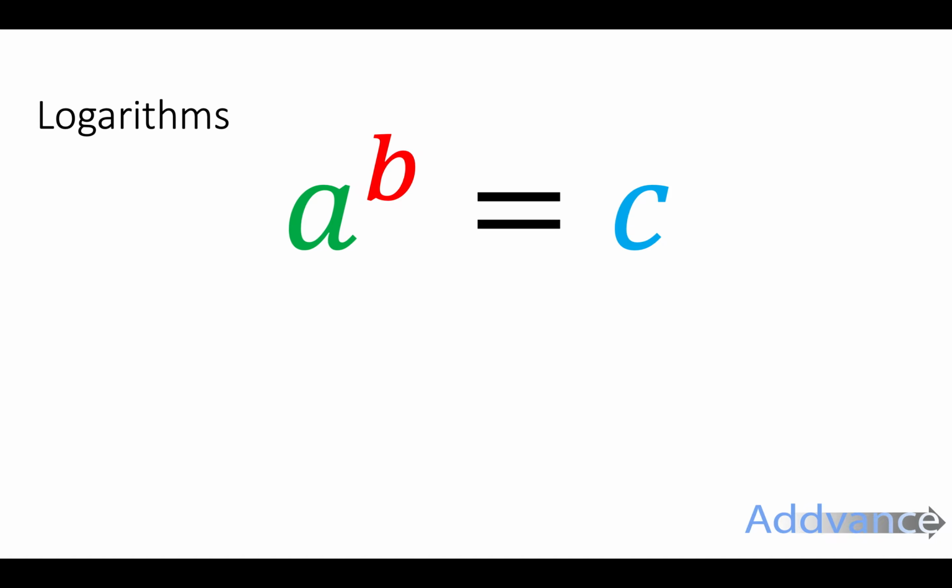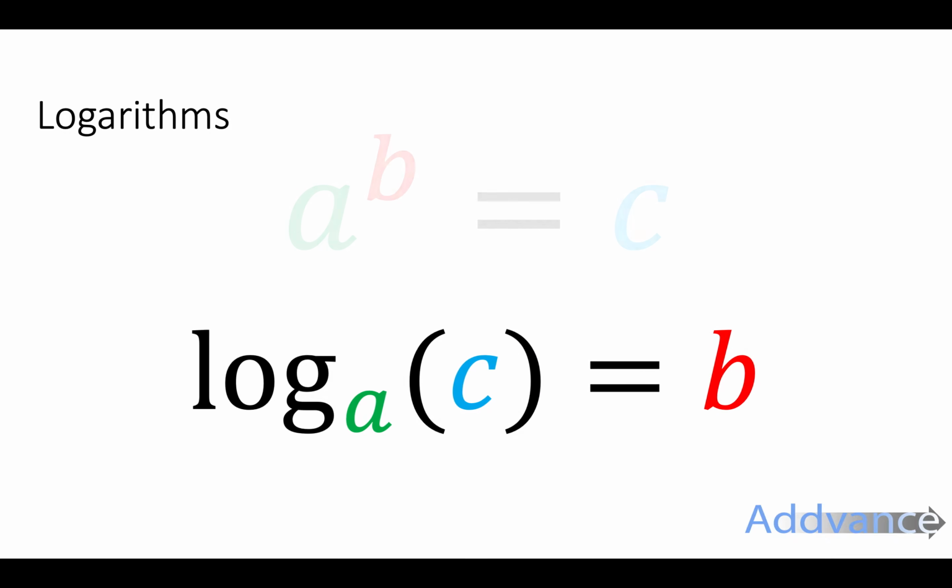And we have a power right here, a to the power b equals c, and we can rewrite that as a logarithm, where it's log a of c is equal to b. And what you should think of this as is, it's a question. What power of a makes c? And the power is b. So what power of a makes c? It's b.